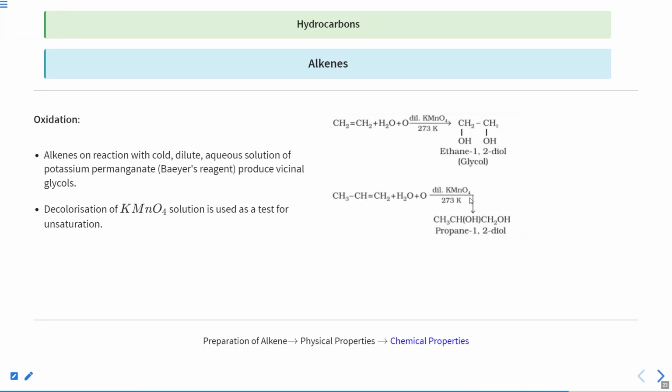Next one, oxidation. So we are done with the addition reactions. Now we will move to oxidation. So for oxidation, what do we do? We take a cold dilute aqueous solution of potassium permanganate, which is called Baeyer's reagent.